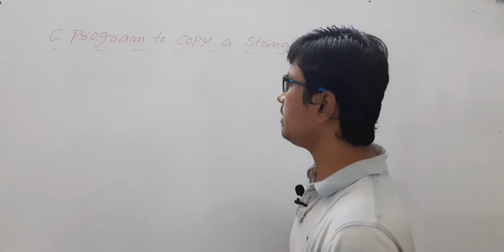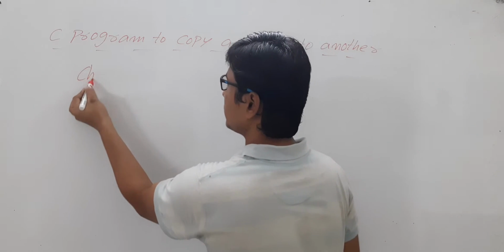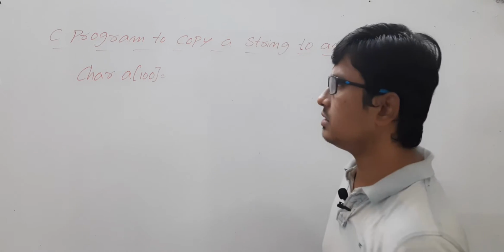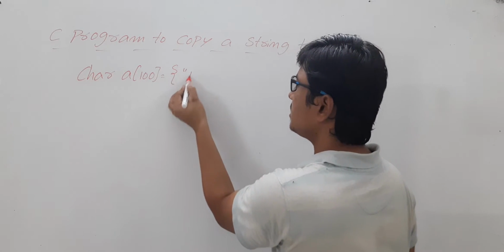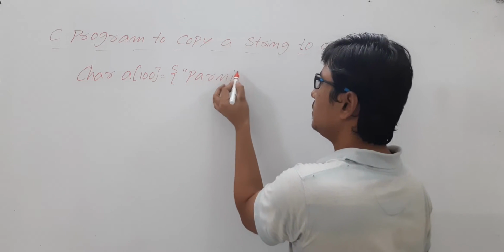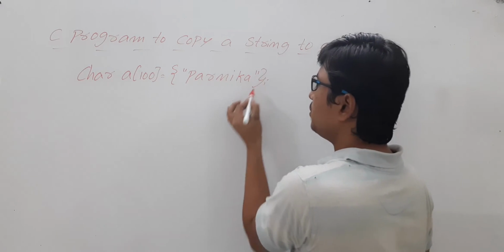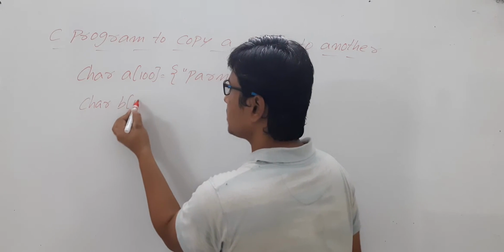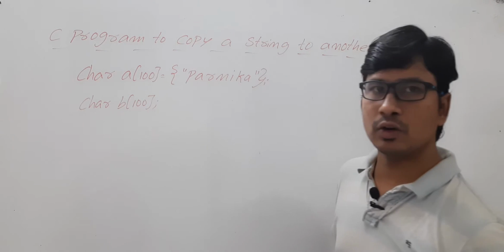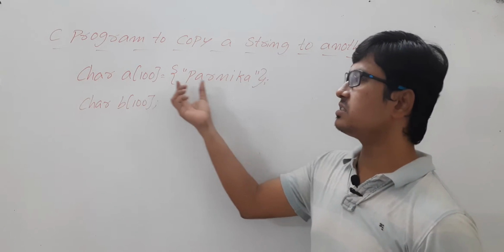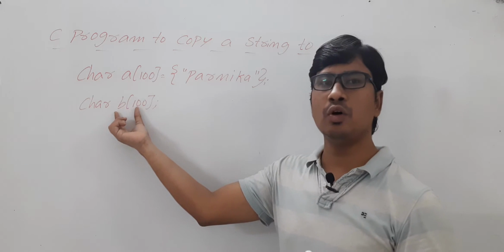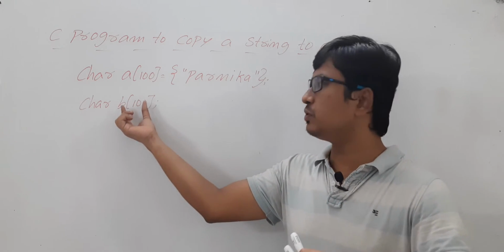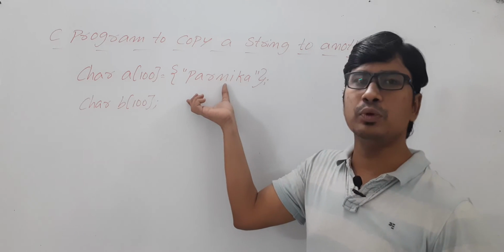Let me declare a character array A of size 100. You can store 100 characters in the array A. And I am initializing a string called Parnika. Now I have declared another character array B of size 100. Now what is meant by string copy is that whatever the string is there in the array A, you want to copy it into the array B. If the user prints the output which is there in the array B, you want the output as Parnika.